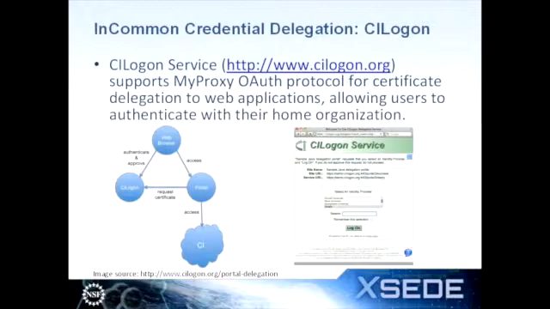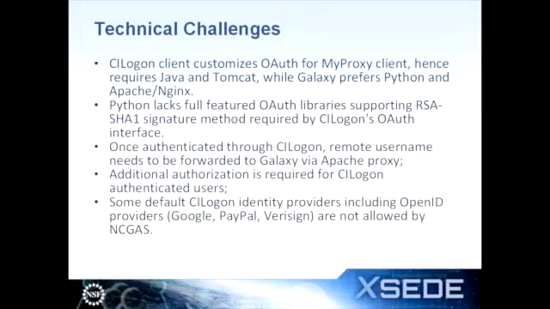So when a user comes to a web browser, they first will be redirected to authenticate against the CILogon service, which looks like the screenshot on the right. Then once the user is authenticated and approved and tries to access the portal, the cyber infrastructure sitting behind the portal will retrieve the user's certificate from the CILogon service, then access the underlying resource on the user's behalf.